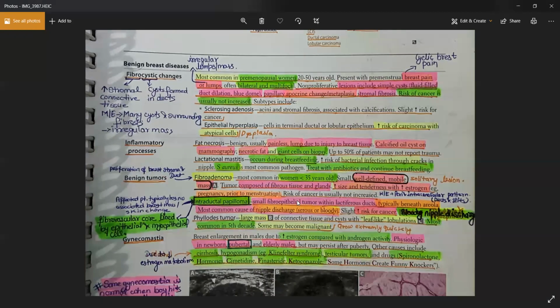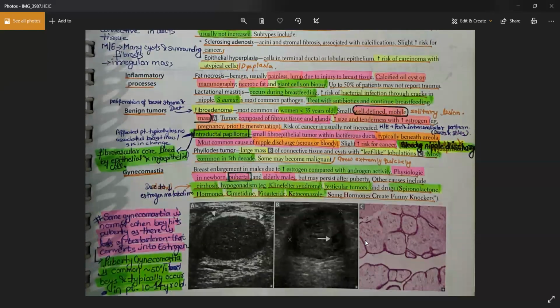A bloody discharge will be present. That is a highly characteristic feature. Then you have the phyllodes tumor. As the name suggests, this tumor is leaf-like. As you can see, it has a leaf-like appearance, and based on that histology they have given this name, the phyllodes tumor.